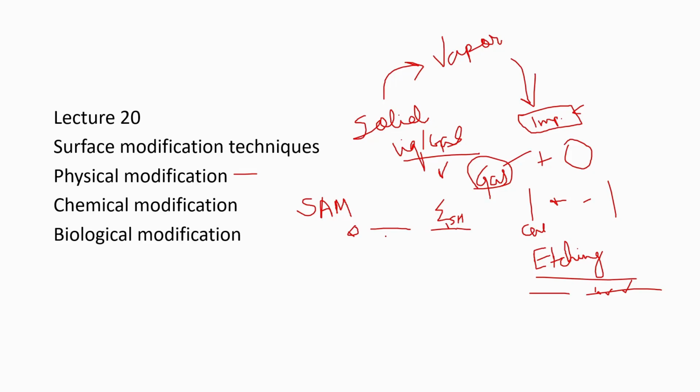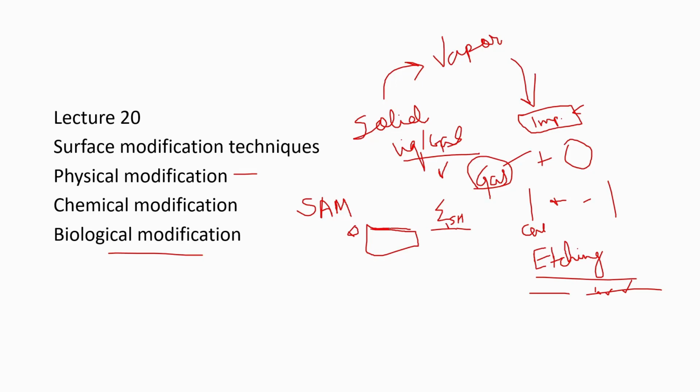And then we talk about biological modification, how using cross-linking and conjugation, we can attach several biomacromolecules such as protein, DNA, RNA, etc. onto the surface. So these were all the surface modification techniques discussed in lecture 20.